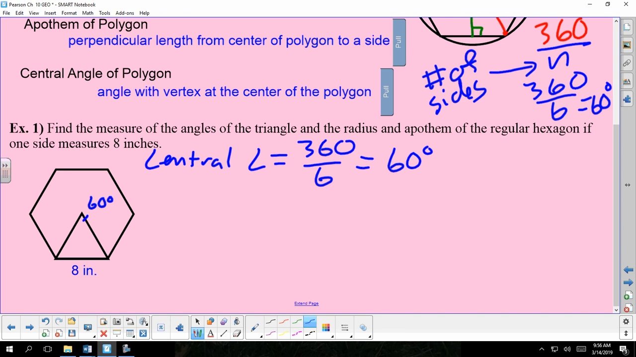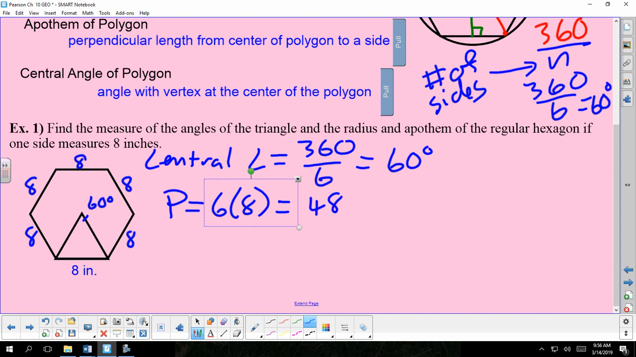And while I'm at it, why don't I find the perimeter of this hexagon? Since it's regular and I have the side length, these are all 8. There's 6 of them. So 6 times 8, 48 inches.